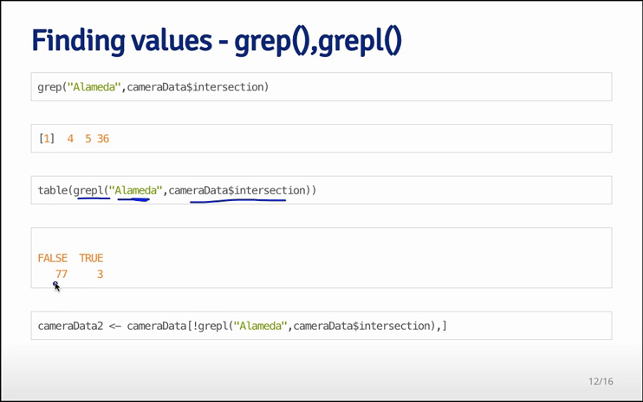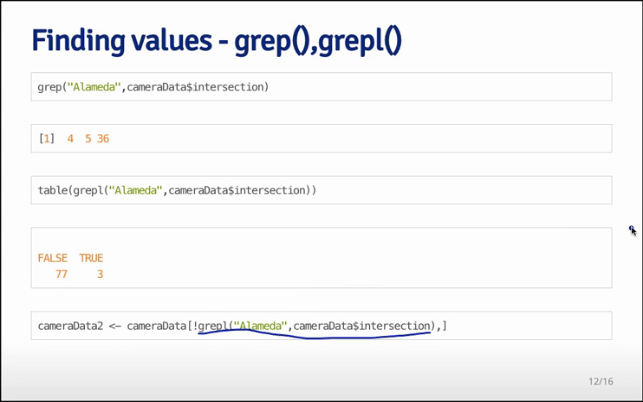And so in this case, you can see that in 3 of the times the Alameda appears. And so if I make a table of the true and false values, it's true 3 of the times. The other thing that you can do is you can sort of subset. So for example, suppose I want to find all the cases where Alameda appears in the intersection, and then I want to say if Alameda doesn't appear, then I want to subset to only that subset of the data. I can do that using this grepl command.